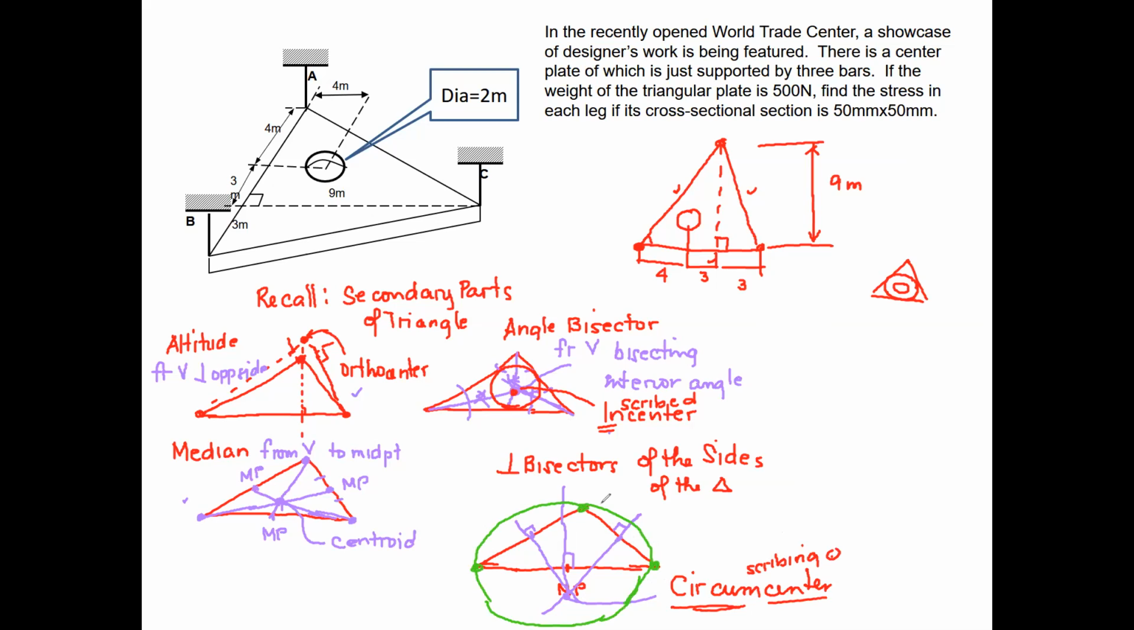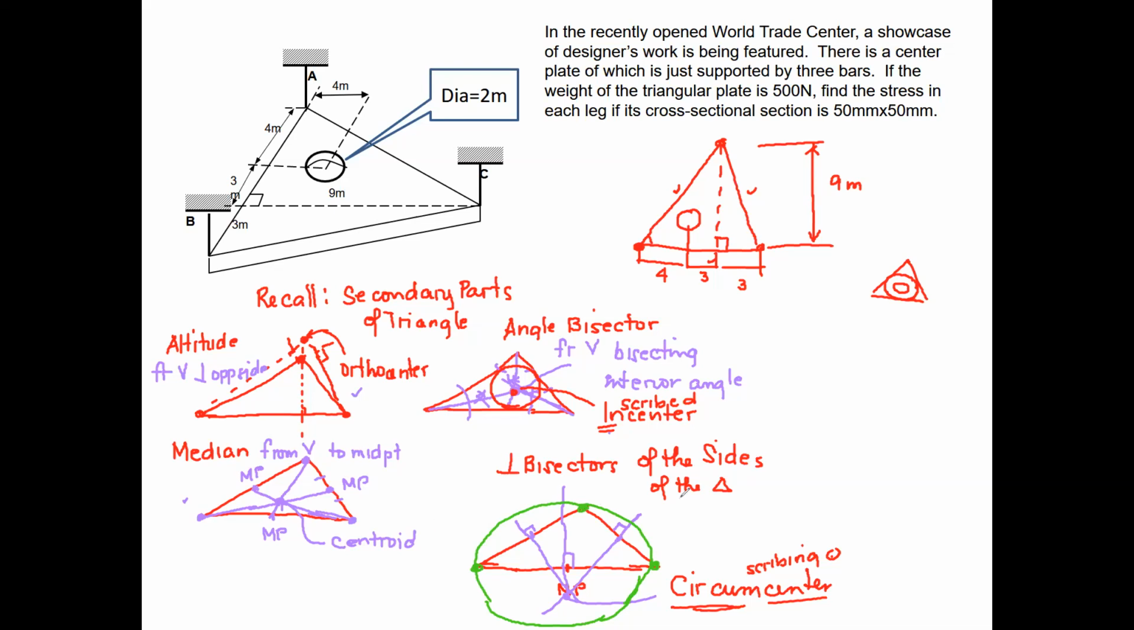So those are the secondary parts of your triangle. Naintindihan ba? Question. Okay, so there are only 4 secondary parts of the triangle and they are defined each dito. I hope you understood this. Kaya lang in this particular problem that we have, ang kailangan lang natin is the median.